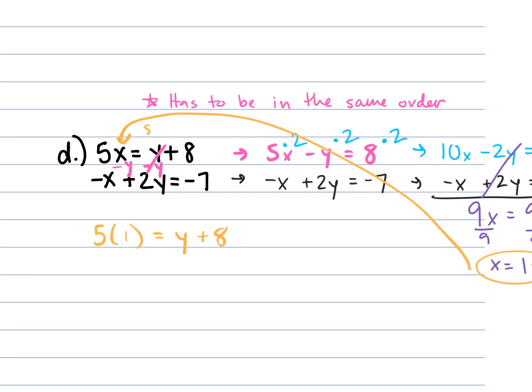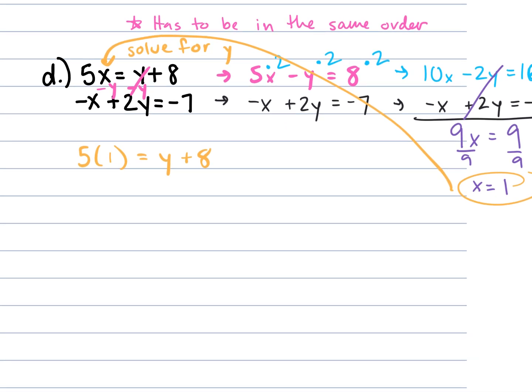So here we are solving for y. What would I need to do next to solve for y? 5 times 1, which is 5. So I have 5 is equal to y plus 8. Awesome. We need to get that y all by itself, so I'm going to move that 8 to the other side. So subtract 8 from both sides. What is 5 minus 8? So negative 3 is equal to y.